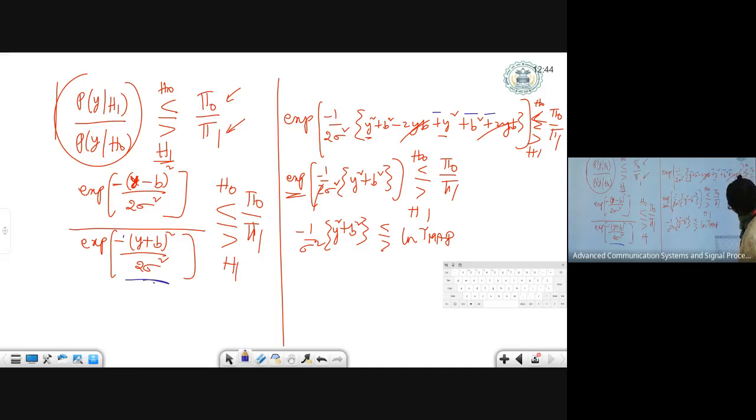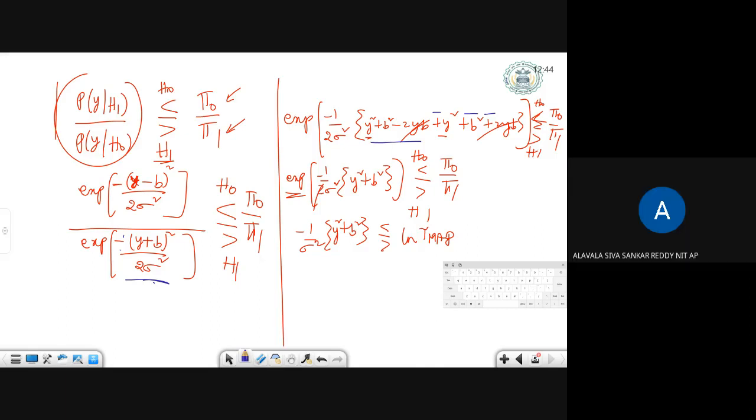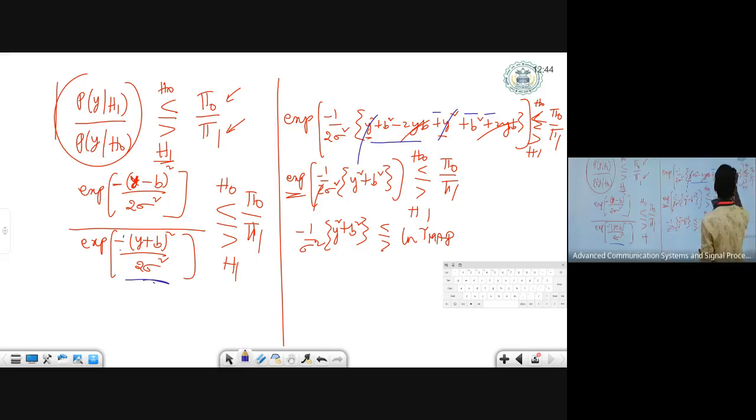Right. Yes, sir. Because I have taken minus 1 by 2 sigma square common here. So y minus b whole square, minus y plus b whole square, right? Yes or no? Yes, sir. Plus 4yb. These two will be cancelled, these two will be cancelled, plus 4yb. Okay, let me take care of that then.